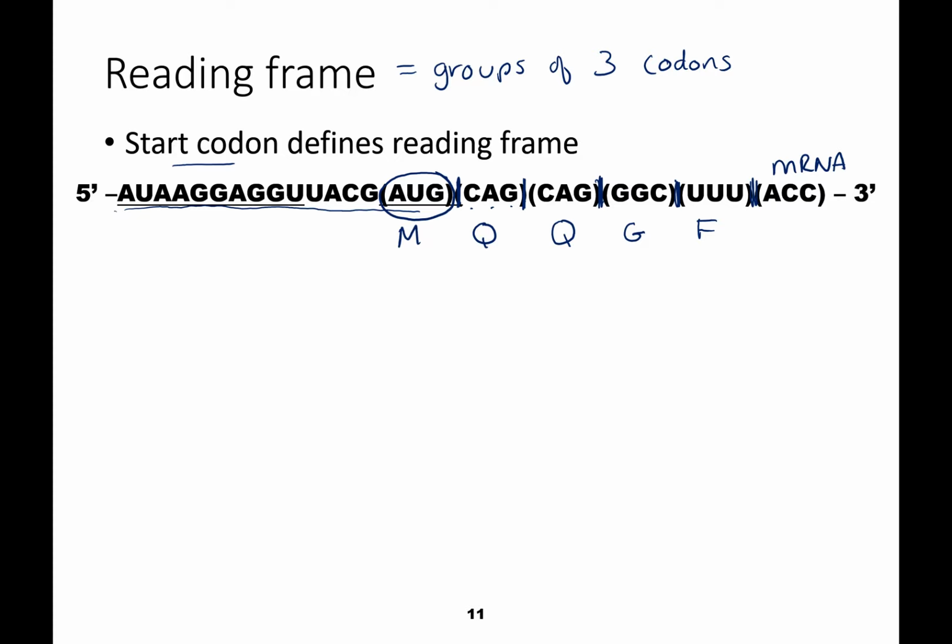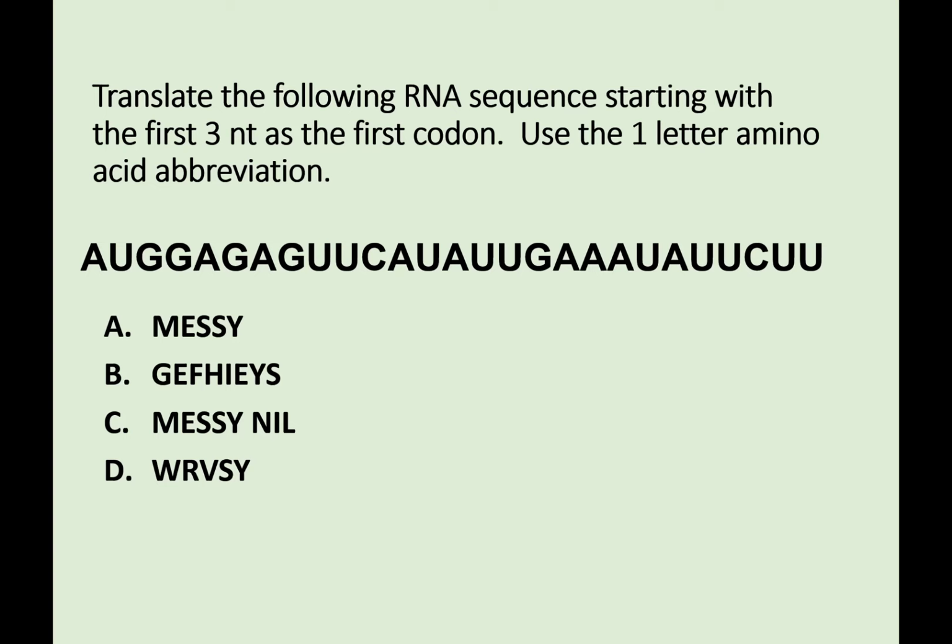That's translation. You found the reading frame, you found your groups of three, and then you use the mRNA codon table to translate them to the language of amino acids. So let's have you try it. Take a break. Pause and try to translate.